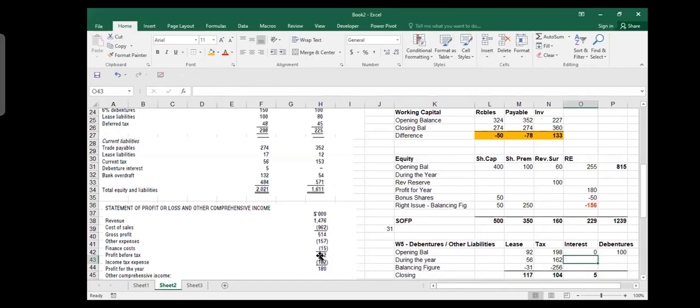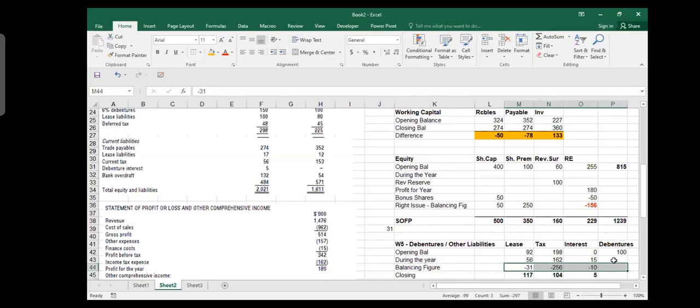So opening liability plus during the year minus closing. My closing is just 5. It means that $10 interest I have already paid. That's why it makes it 5. Your interest expense is 15 and the closing balance is 5. That's how you do it. 15 was your expense during the year, so this is what you paid, and this is the balancing figure.